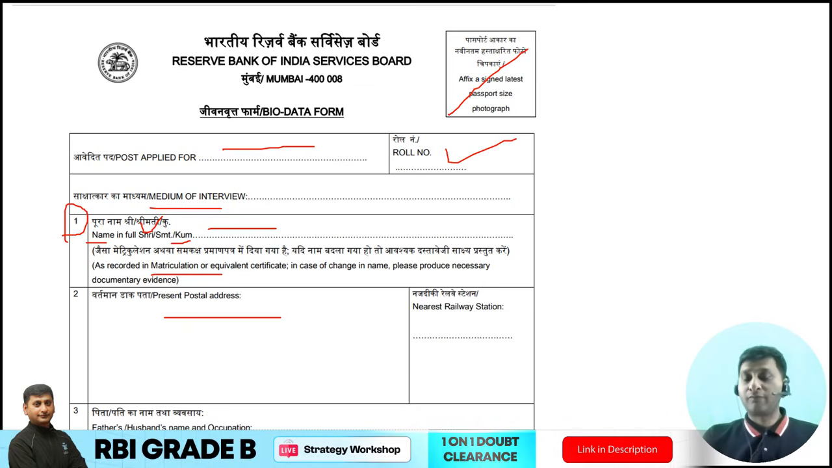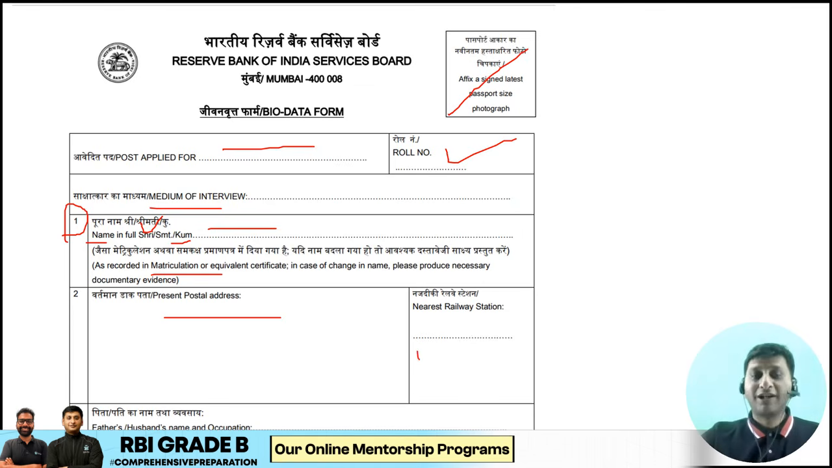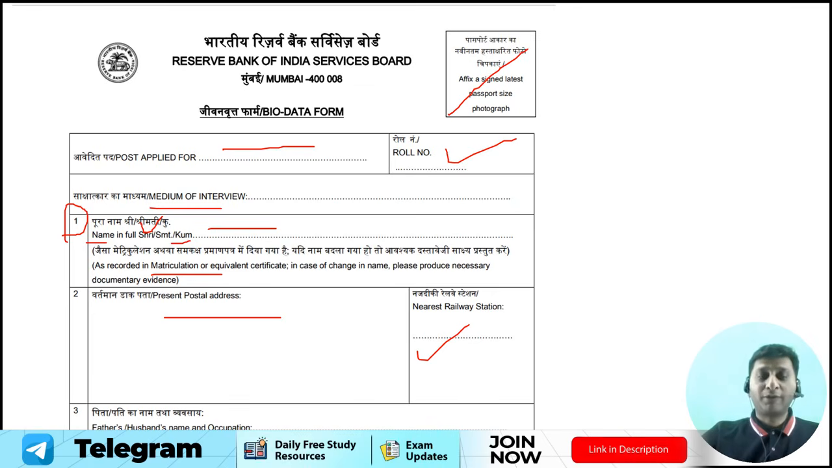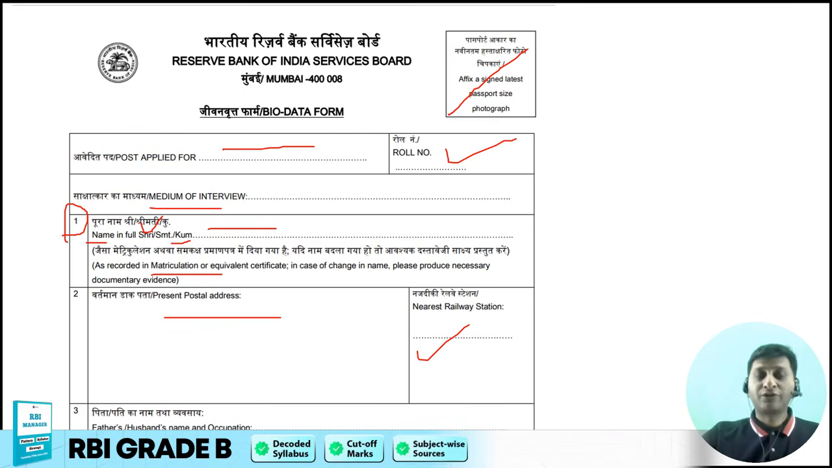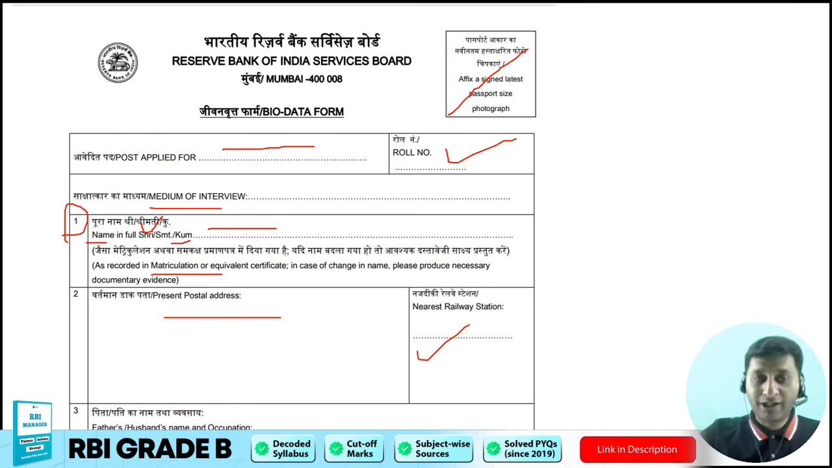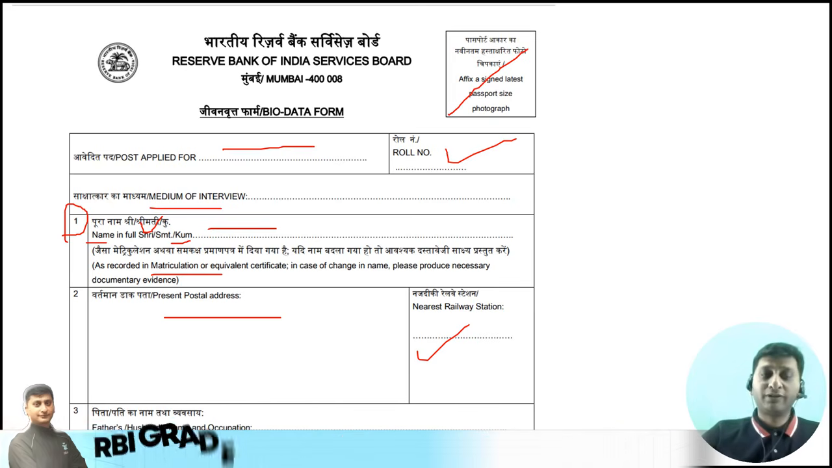Say if you're from Banaras but you are residing in Delhi, please write the address of Delhi here. And please mention the nearest railway station corresponding to your present postal address. Then you have to mention the name of your father or husband and your occupation. So girls who are married would have the option to write the name of their husband or father, any of them. Otherwise, everyone else can write the name of their father.